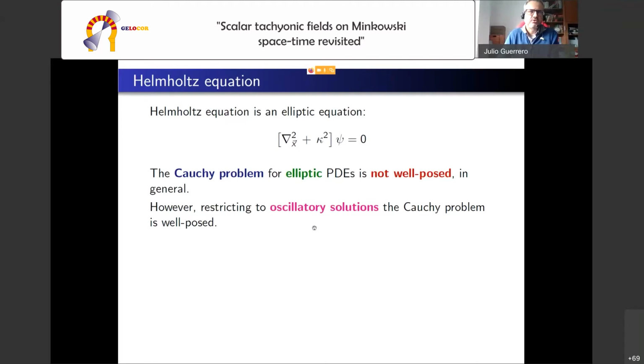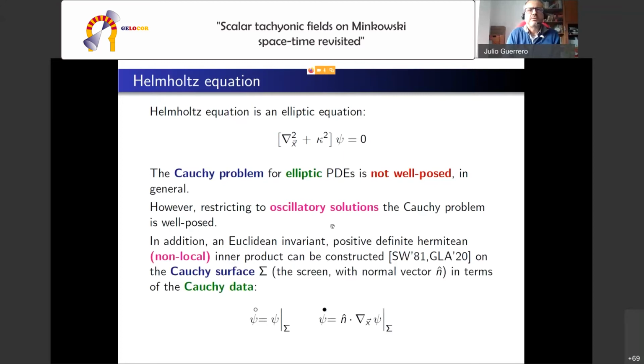well posed. Oscillatory solution means a solution which is essentially exponential with imaginary exponents, because the problem is that you can consider real exponentials, and they are in fact solutions of the Helmholtz equation. But the problem is that they either decay exponentially or grow exponentially. So the problem is not well posed for them. So for oscillatory solutions, the Cauchy problem is well posed.